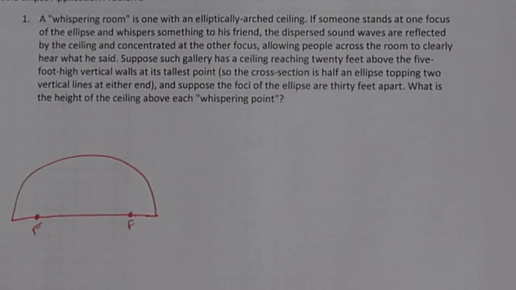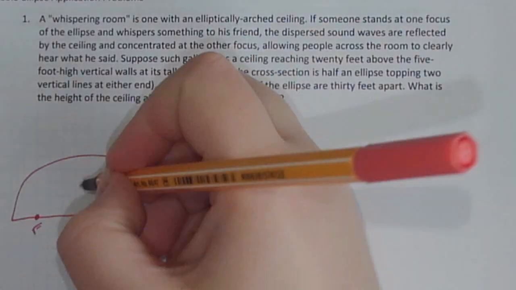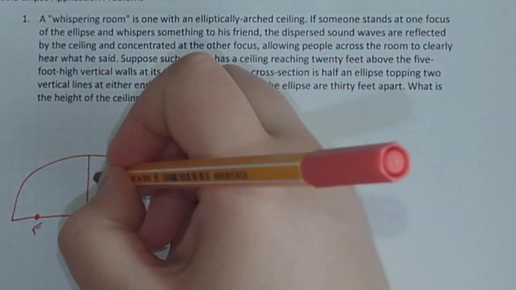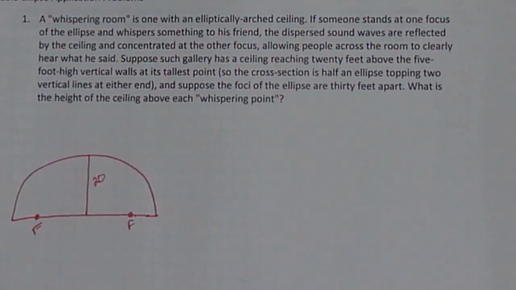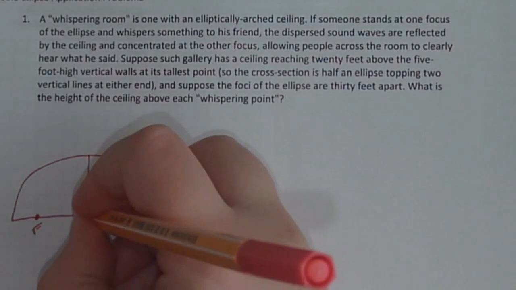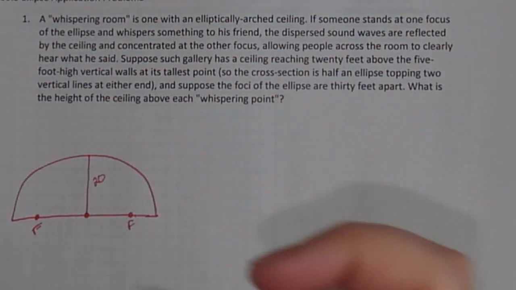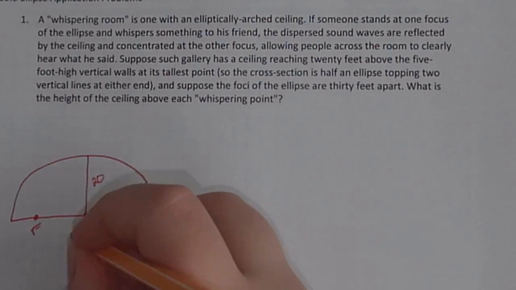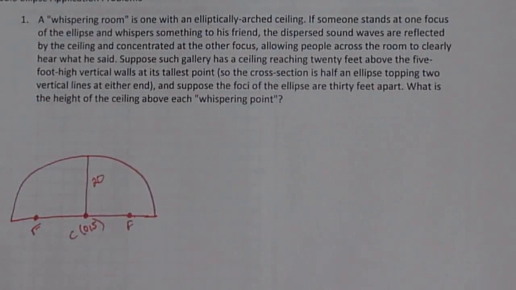Suppose such a gallery has a ceiling reaching 20 feet above a 5-foot high vertical wall. That means we're at 20 feet here. Let me correct this, we're 20 feet if we start our center at 0, 5, right? Because we're 5 feet above a vertical wall. So let's do that. So we're starting at 5 feet up for our center here, and then 20 feet above that center.